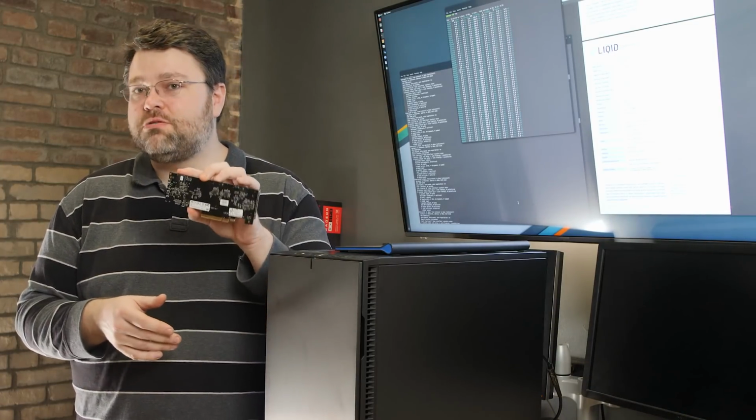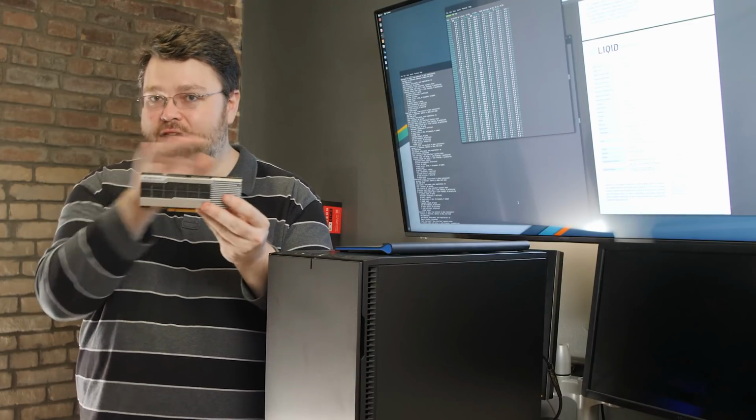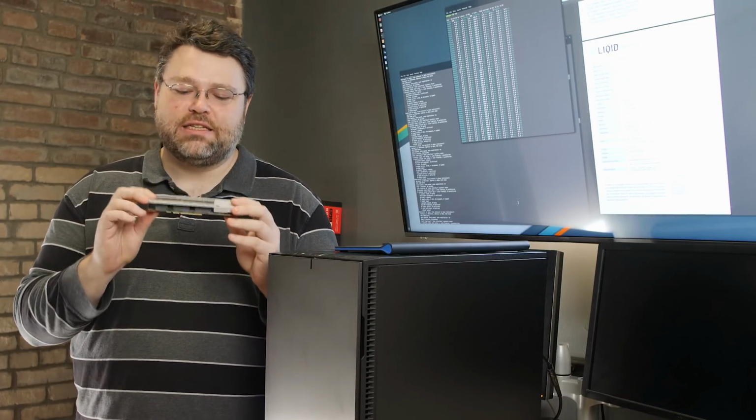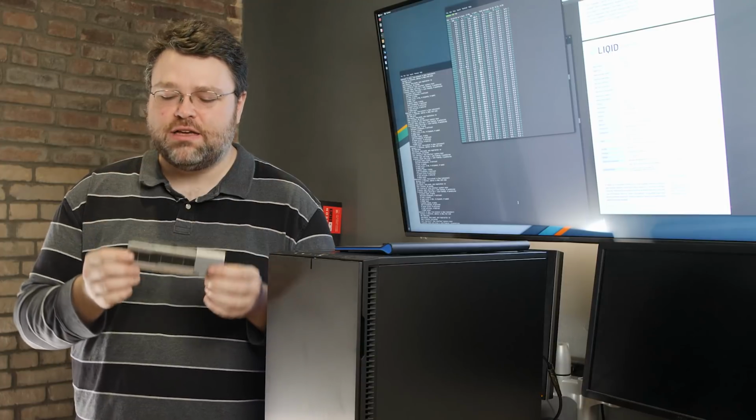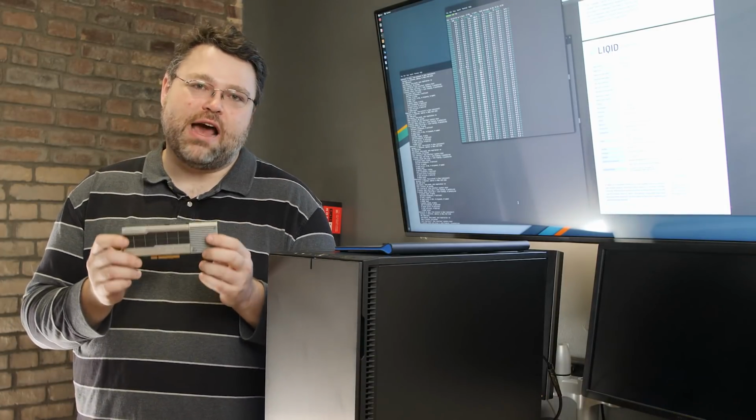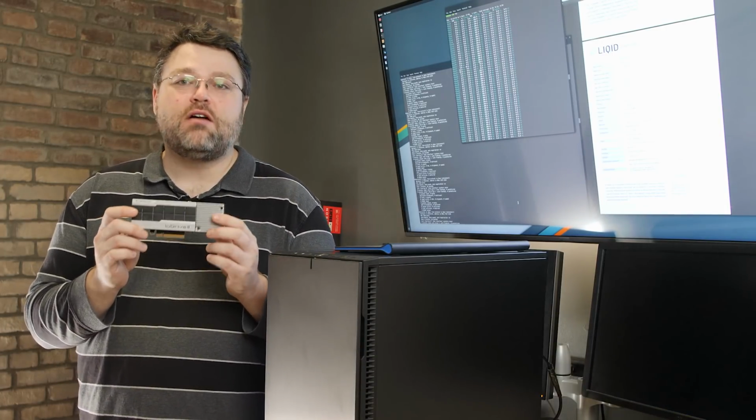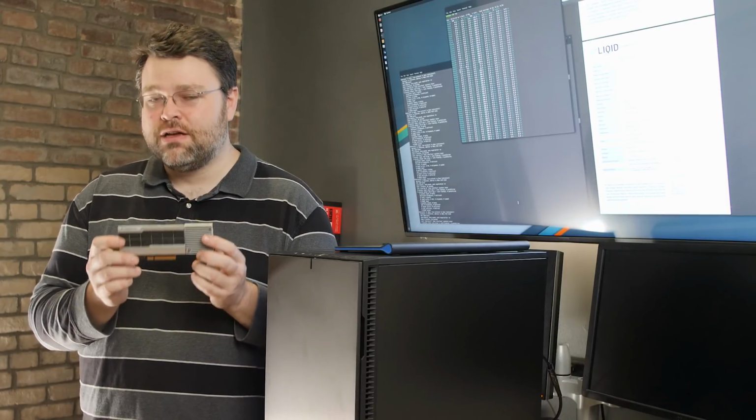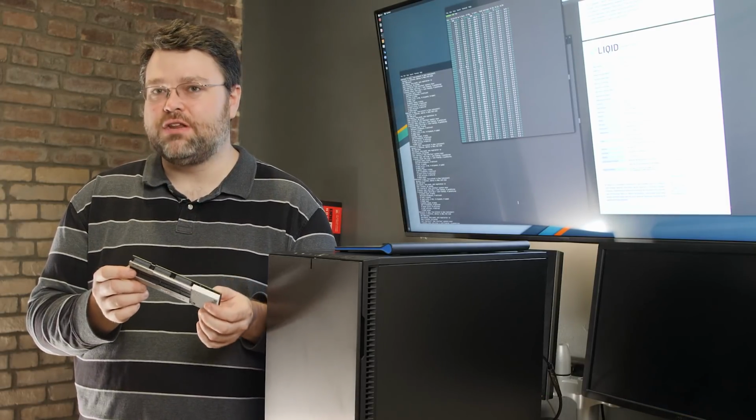Now, this is a 1.2 terabyte, half-height, half-length SSD. It's got a PCI Express by 8 interface. This thing is screaming fast, even today. This thing was also insanely expensive when it was new, which is like 5 to 7 years ago.